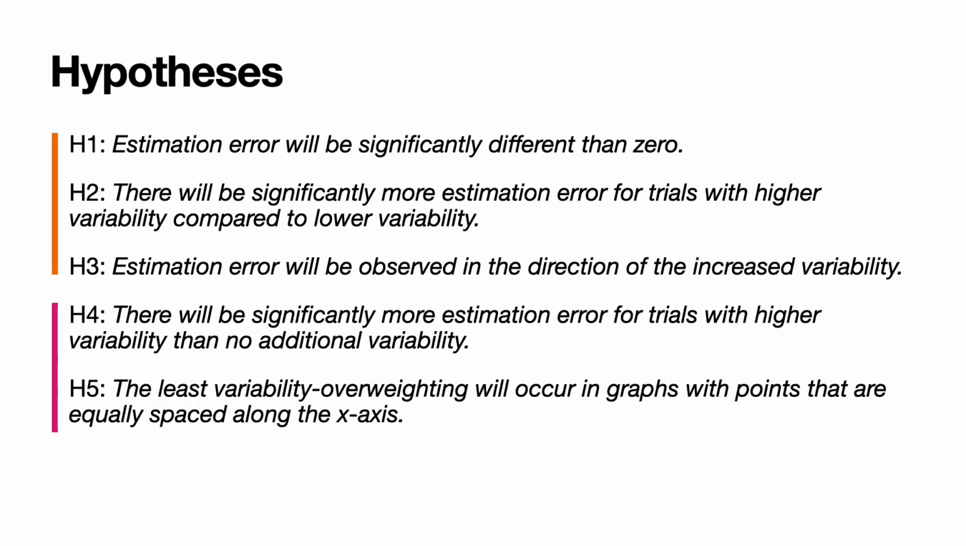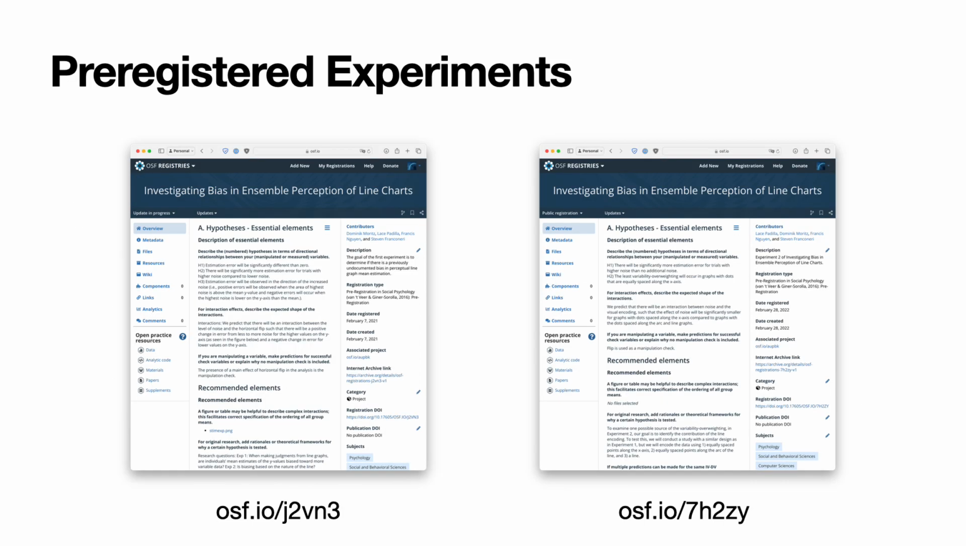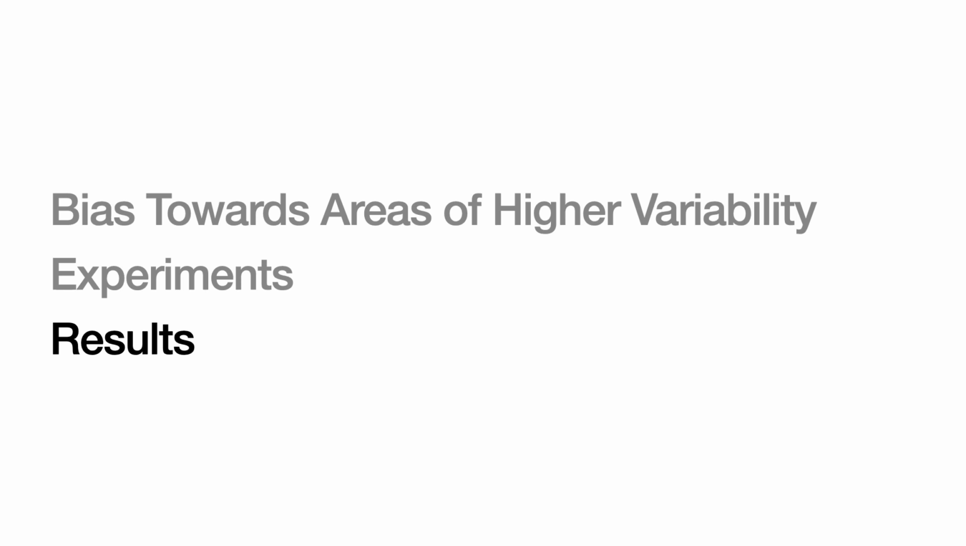In the paper, we describe 5 hypotheses that we investigated. At a high level, the first experiment checks whether the bias exists, and the second one checks how it is affected by the mark type. We pre-registered the experiments and made all materials available online. Let's look at what we found.